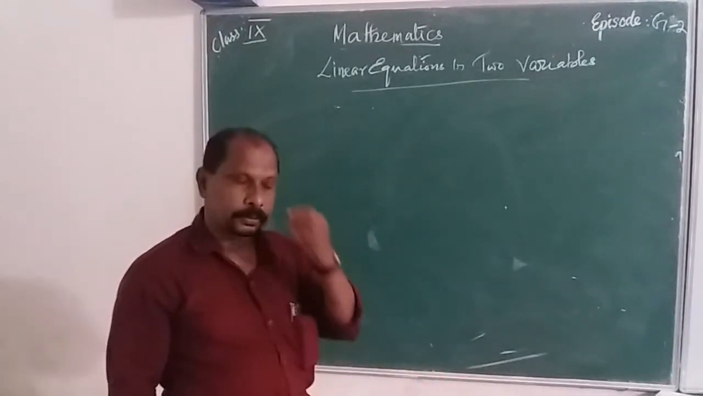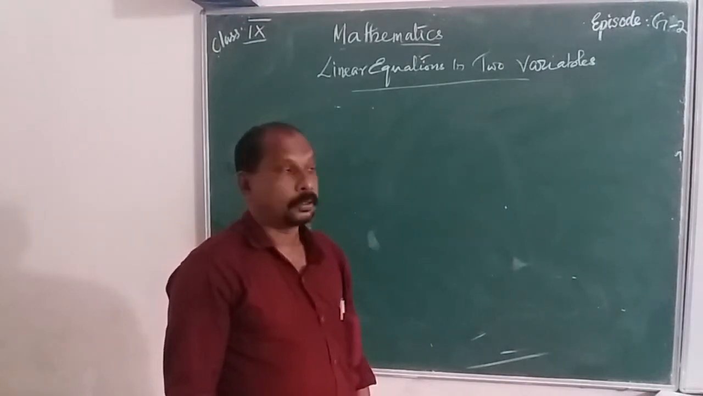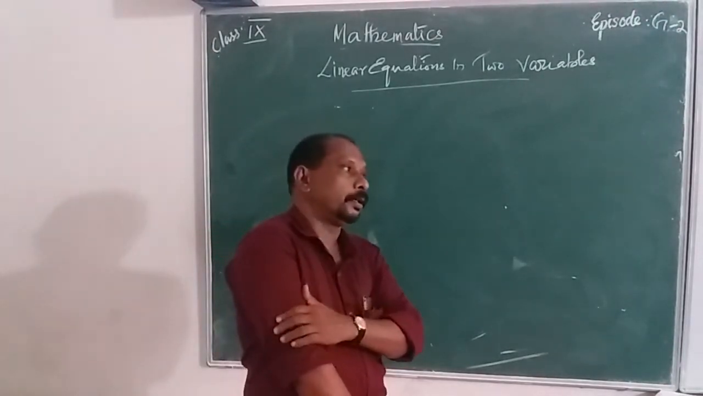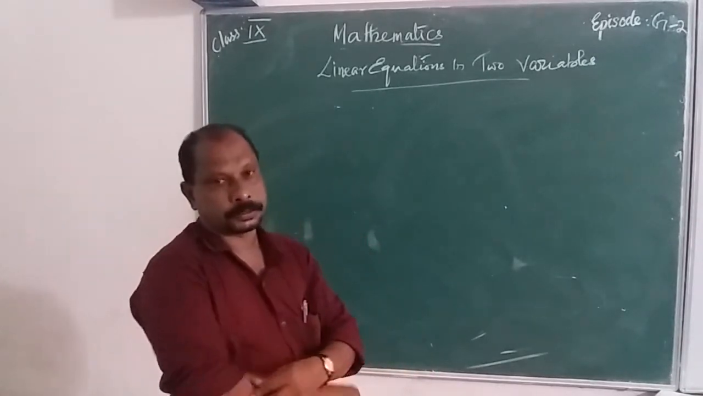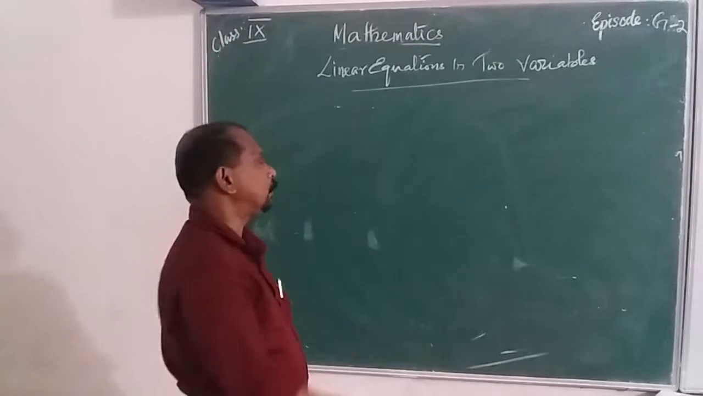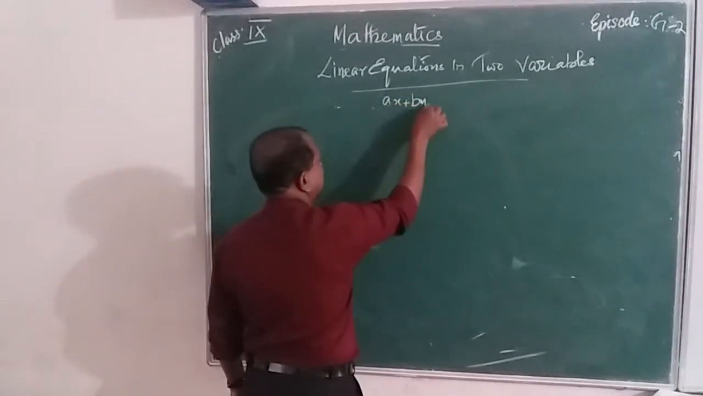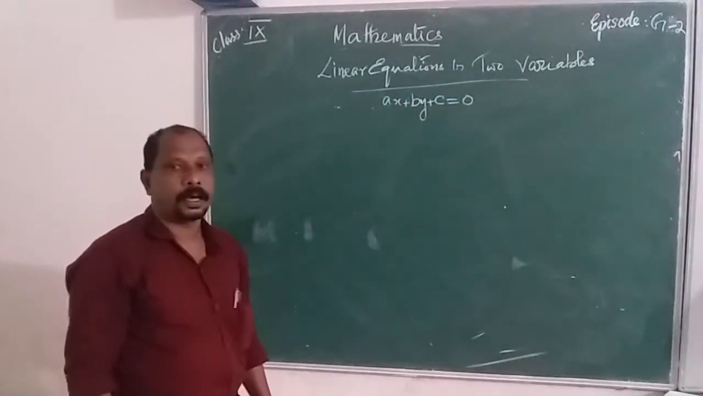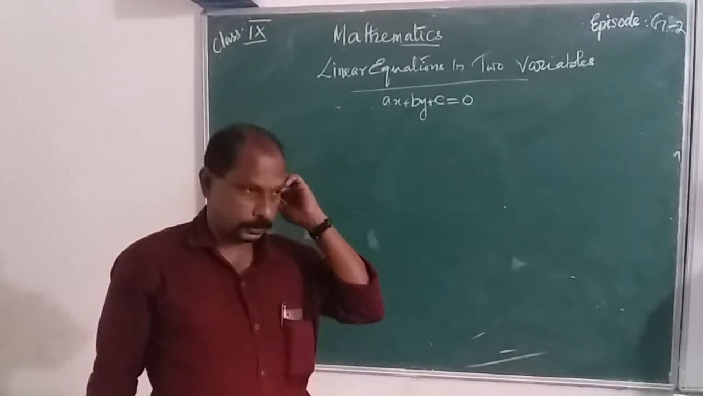Dear students, in the previous class we discussed the chapter linear equations in two variables. The general form of a linear equation in two variables x and y is ax plus by plus c is equal to 0. This is the general form. x and y are the variables. a, b, c are constants.